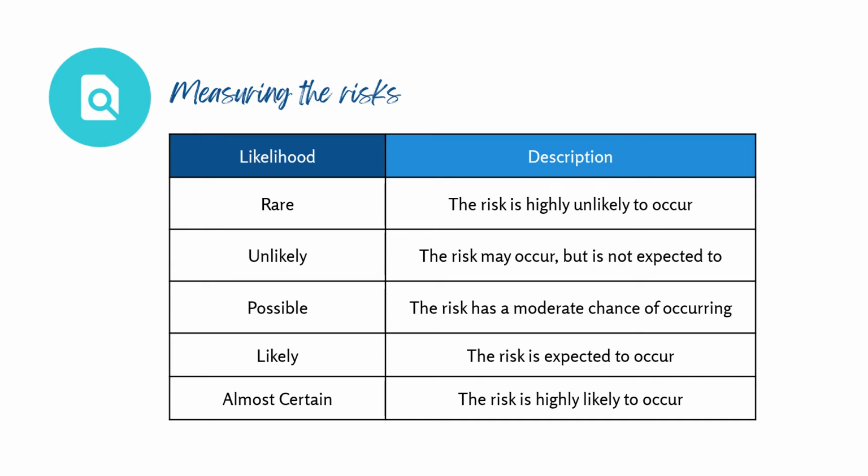So, for rare, the description would be the risk is highly unlikely to occur. No? What are these rare circumstances? Rare at saka sana hindi mangyari, mga ganyang level. Unlikely, the risk may occur but is not expected to. Pwede, pero I think hindi yan mangyayari, no? Possible. The risk has a moderate chance of occurring. Likely, the risk is expected to occur, and almost certain, the risk is highly likely to occur.